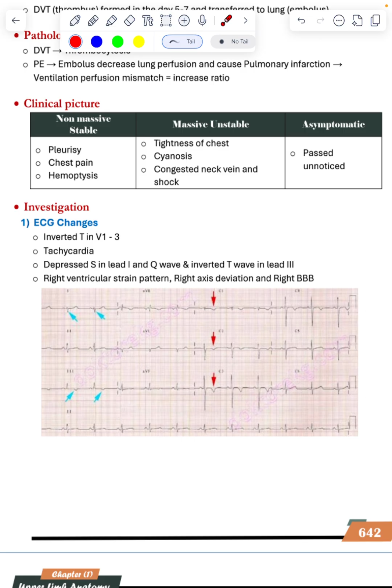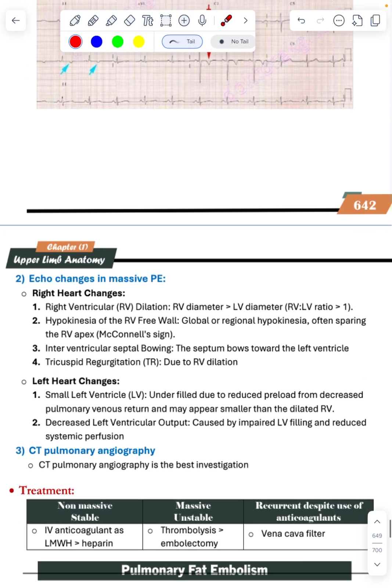This is embolism from the right side, going from the right atrium, right ventricle, causing right pulmonary embolism. So this causes dilatation of the right ventricle, strain pattern, right axis deviation, right bundle branch block, and depressed S in lead 1 and Q wave with inverted T in lead 3.